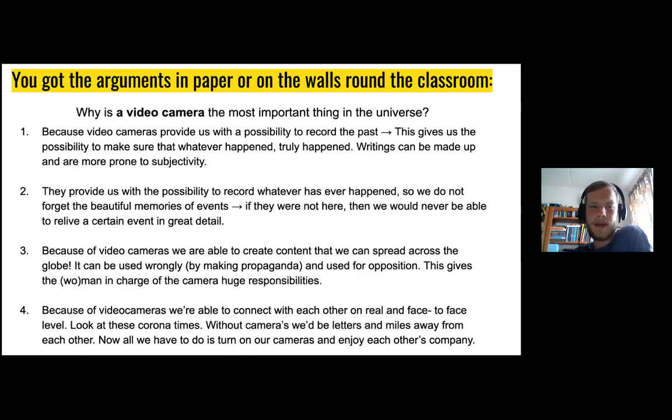Next, because of video cameras, we are able to create content that we can spread across the globe. But it can be used wrongly and used for opposite reasons, for instance, by making propaganda. This gives the people in charge of the camera huge responsibilities.